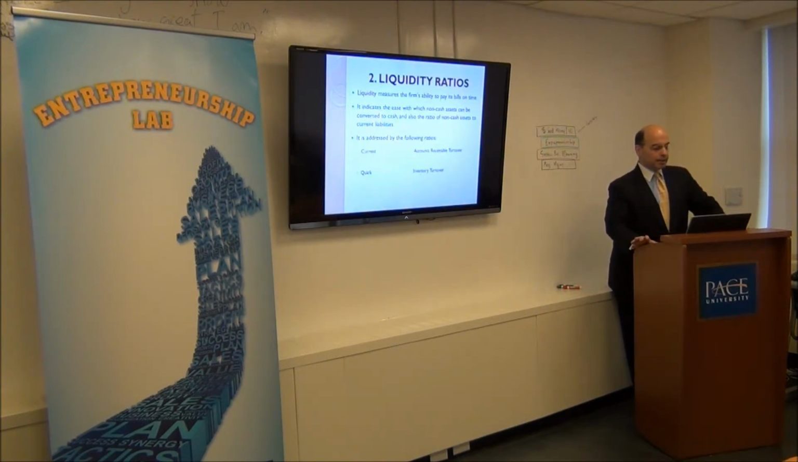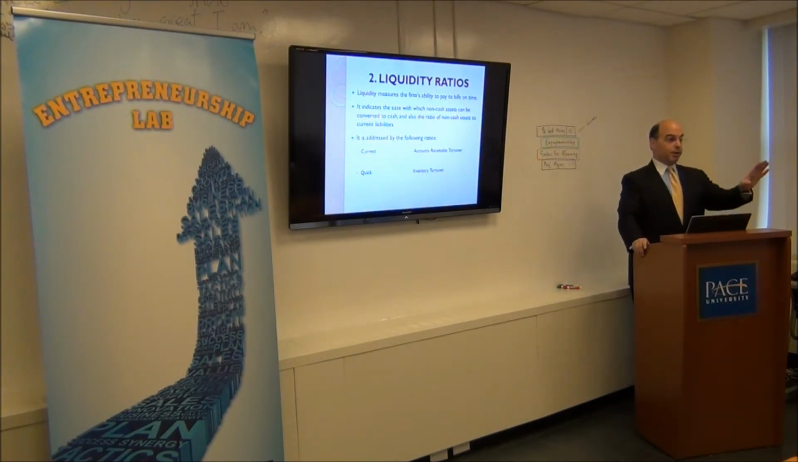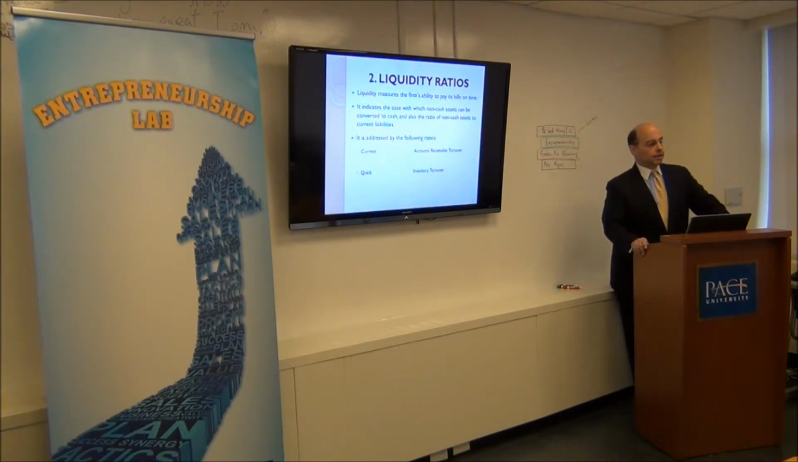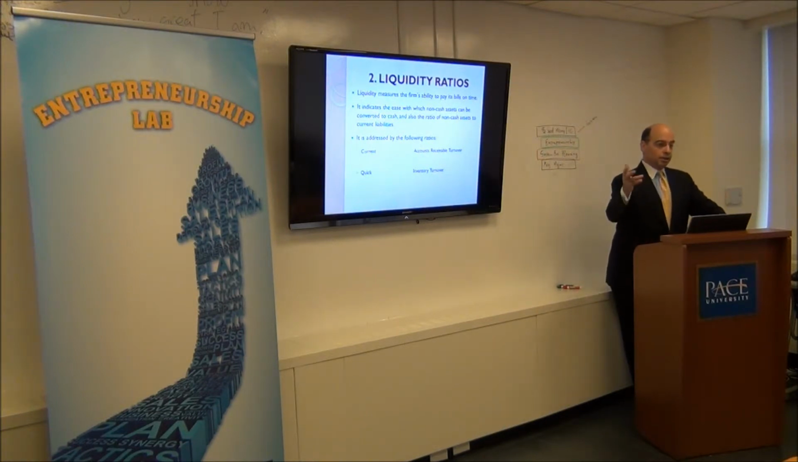The second major type of ratio is the liquidity ratio, and I try to make this very simplistic: the firm's ability to pay its bills on time. Remember we talked about last week, cash is king. You want to pay your bills, because if you don't pay your accounts payable on time, your vendor is going to ask why, and if you don't pay them at all, they may stop shipment. Then what happens? You're unable to sell product, and things go into a downward spiral.